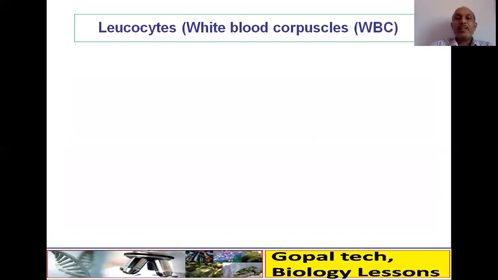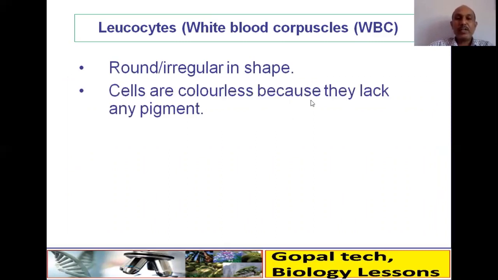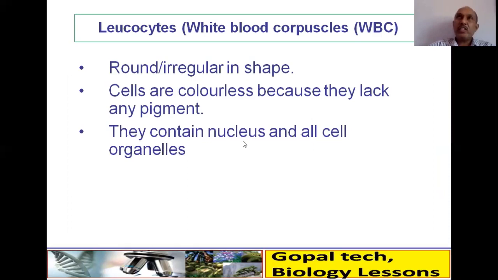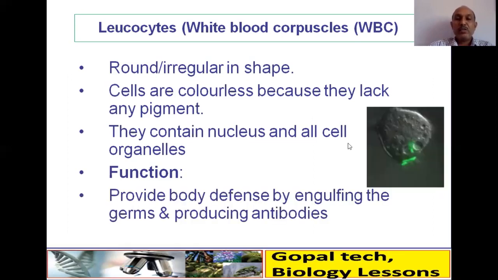Leukocytes, white blood corpuscles, WBC, are round and irregular in shape. Cells are colorless because they don't have any color pigment. They contain a nucleus and all cell organelles, mitochondria and everything. Functions: see here in the animation, you can see it is eating the bacteria. The green color that is visible is the bacteria, and that is a real WBC cell attacking it. So it provides body defense by engulfing the germ and produces antibodies in our body. It prepares antibodies in your body.